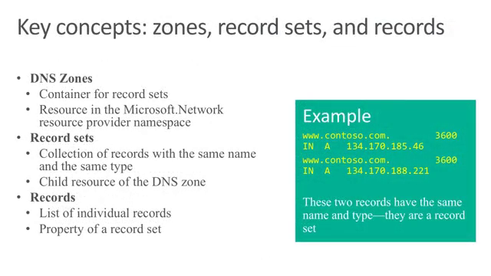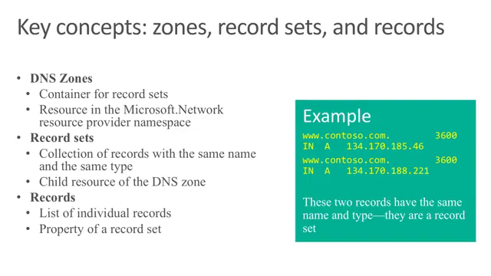So there's a couple of concepts to understand when we think about Azure DNS. We have DNS zones. A DNS zone is a container for a record set. So, for example, sales.contoso.com, that's a DNS zone. Production.contoso.com is a DNS zone. A record set is a collection of records with the same name and type.